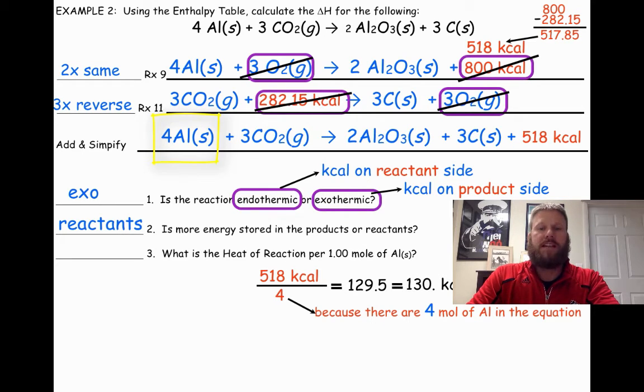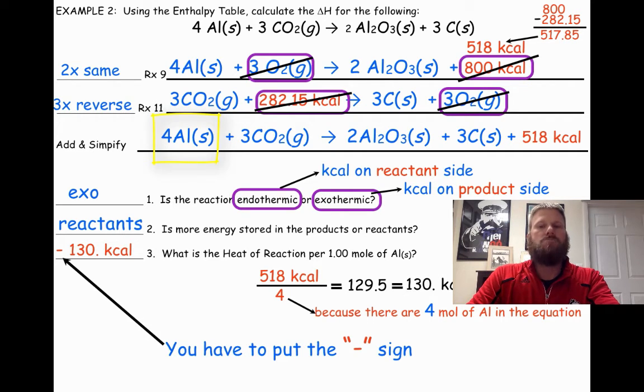Don't forget that decimal point, or the number is only 2 sig figs. Also, do not forget the sign. Since the process is exothermic, the value must be reported as a negative 130 kcals.